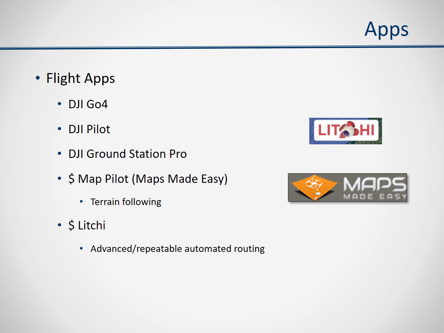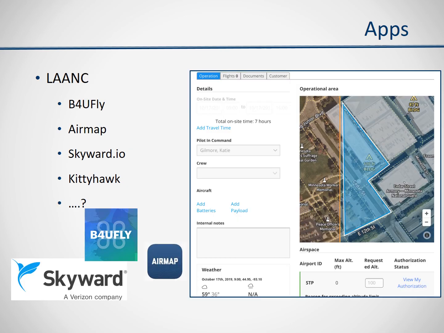Again, I mentioned flight apps. So we covered this in the beginning. There's a lot of options for you, depending on what you're using the app. As far as the LANC apps go, there's also a number of options of those. These get quite complex. Before You Fly is one run by the FAA. You can't actually request access to airspace on there, but it'll give you information about the airspace that you are flying in. AirMap, Skyward, Kitty Hawk, etc.